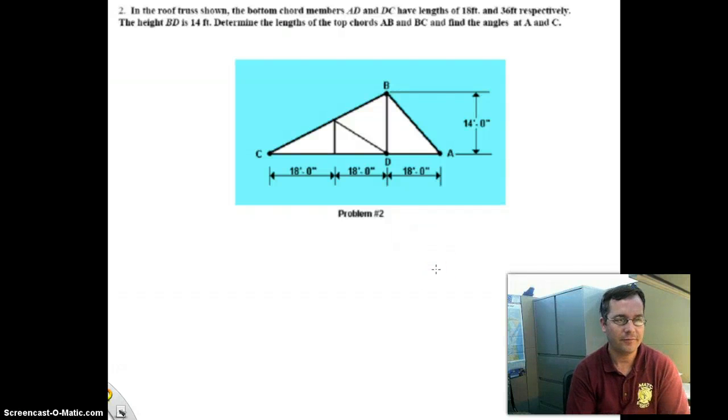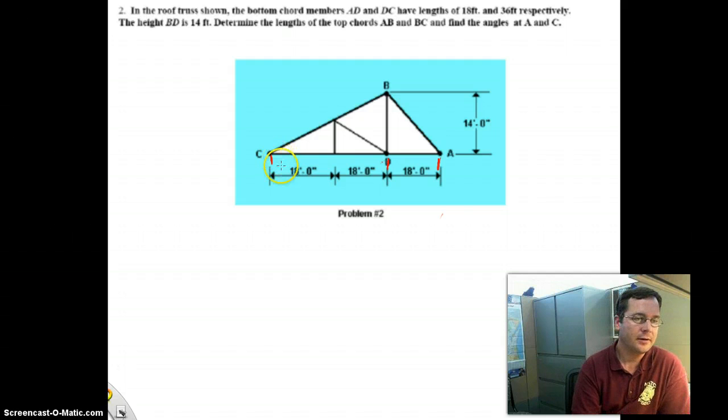So here we have week 1 homework problem number 2. The diagram is of a roof truss, and as the problem states, the distance from A to D, so this distance from here to here is 18 feet as is given on the diagram, and the distance from D to C, so from here to here, is 36 feet, also as given in the diagram.